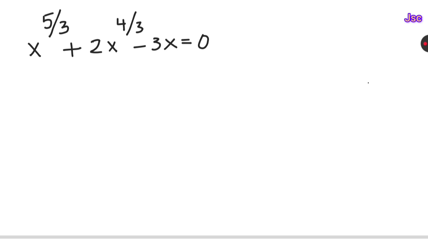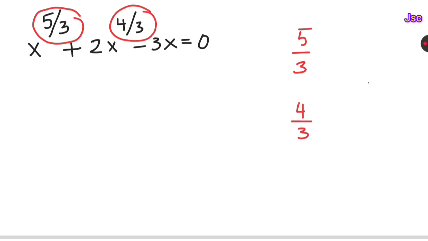That is x raised to the power of 5 over 3 plus 2x raised to the power of 4 over 3 minus 3x equal to 0. Here the exponent is in fraction form, that is 5 over 3 and here 4 over 3, which makes it a bit tricky to solve. Let's try to manipulate the equation to get rid of the fractional exponent.